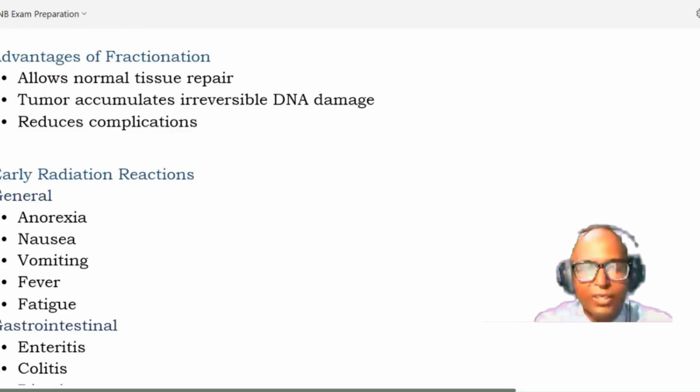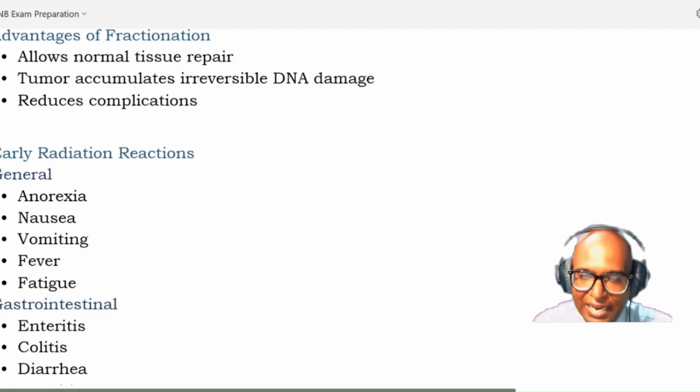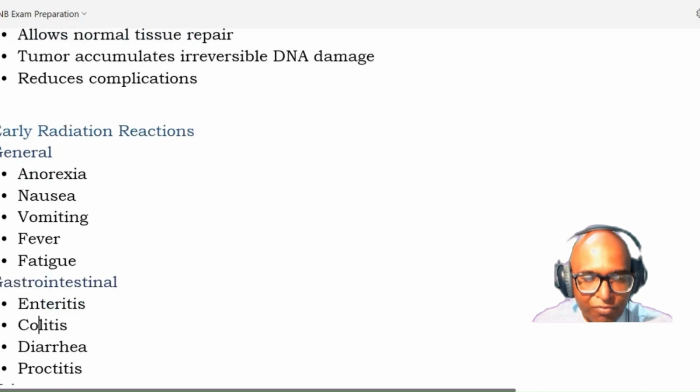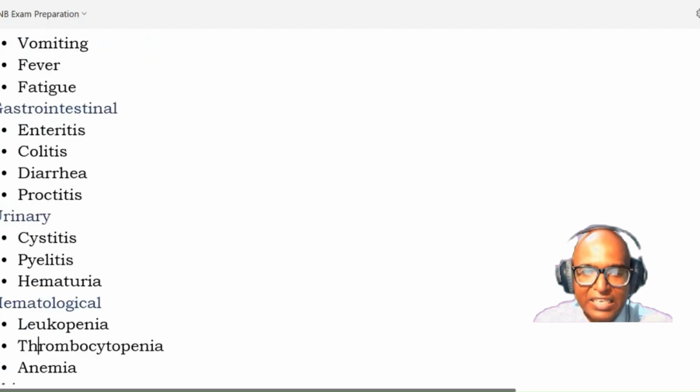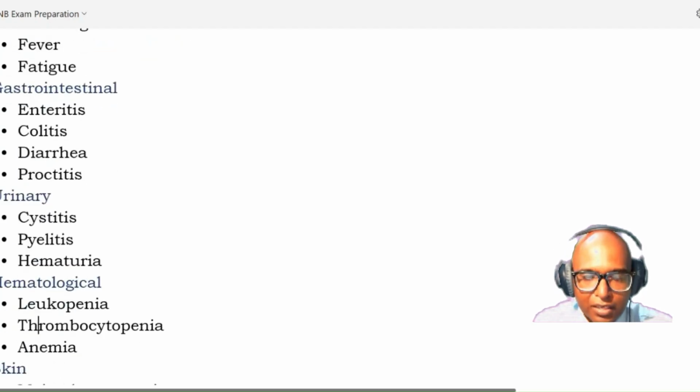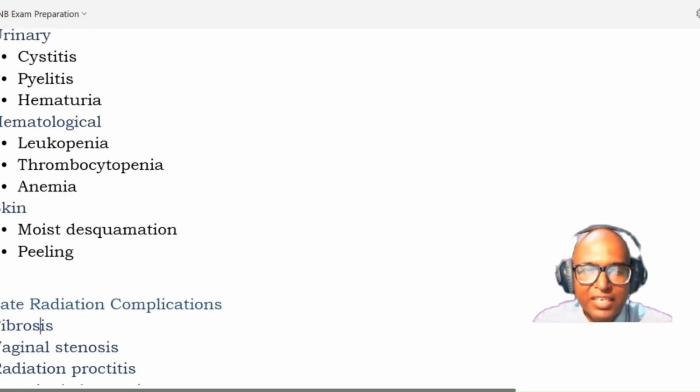Now let's come to the adverse effects or the early radiation reactions. Okay, so in early radiation reactions, normally in general, there is anorexia, nausea, vomiting, fever, fatigue. In the GIT, you will have enteritis, colitis, diarrhea, proctitis. So these are the inflammatory changes which are happening in the various body systems. Okay, urinary, there will be cystitis, pyelitis, hematuria. In hematological, there will be leukopenia, thrombocytopenia, anemia. Then skin, there will be moist desquamation, peeling of the skin.